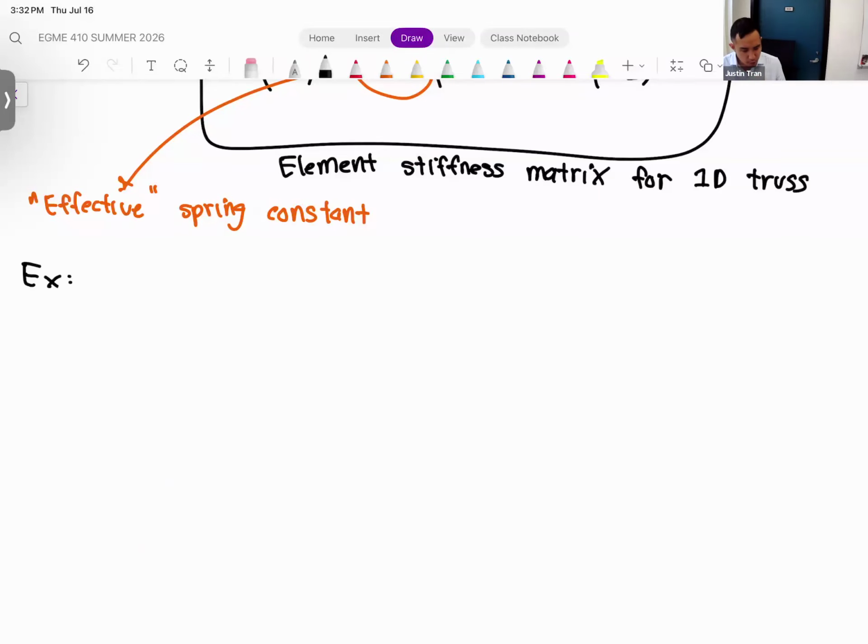So for this example, we're going to consider a 3-bar linkage. We're going to have 3 truss elements, and they're all going to be connected to each other. Just for the sake of simplicity, they're all going to be connected in series so that we have a purely one-dimensional column.